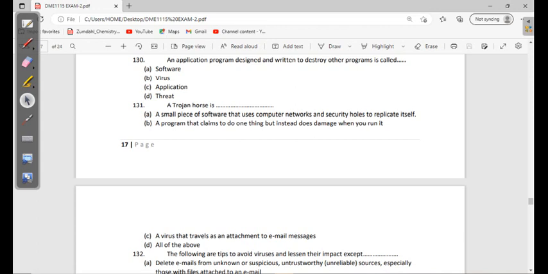131. A Trojan horse is: a small piece of software that uses computer networks and security holes to replicate itself; a program that claims to do one thing but instead does damage when you run it; a virus that travels as an attachment to email messages; or all of the above. So what do you think about that one? What is a Trojan horse?